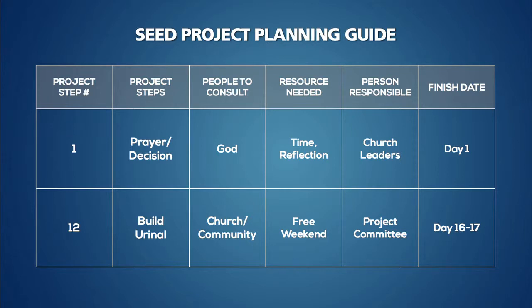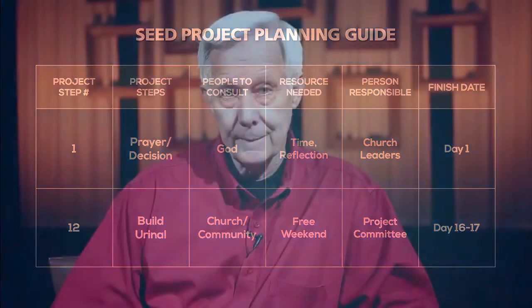And then what resources do we need? Well, we've already gathered some of the material resources. And so what we really need is a common free day where both the church and the community can participate in the building of the latrine. And then who's responsible for that? By this time, it's the project committee, and that's you and the others that you've engaged in planning this particular seed project. When does this happen? 6 to 17, following the very first day you began.